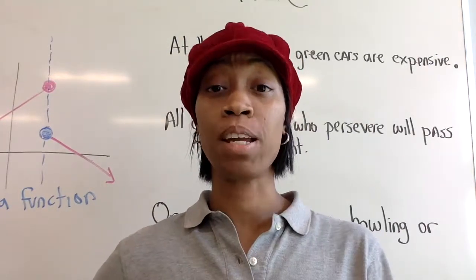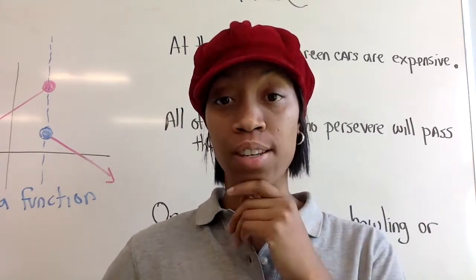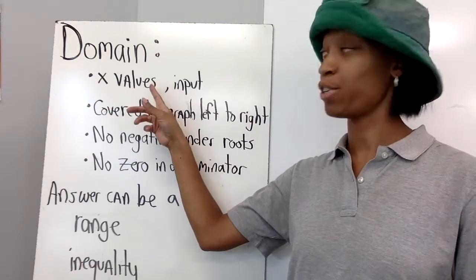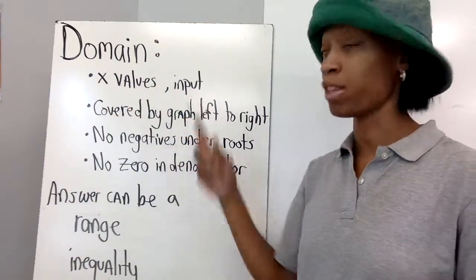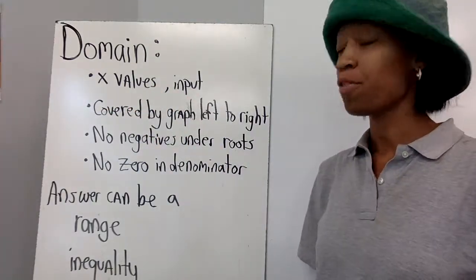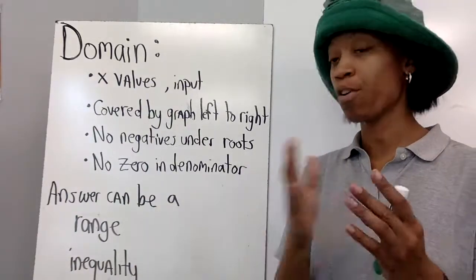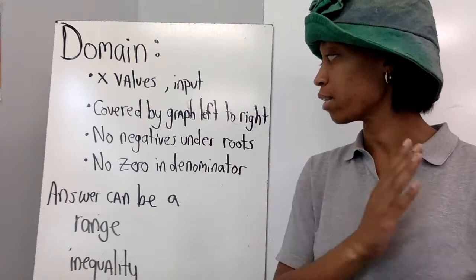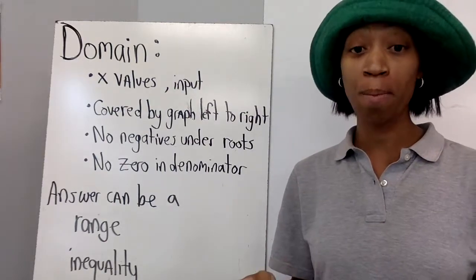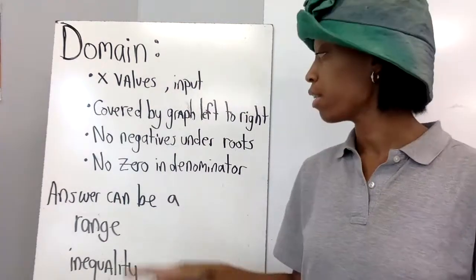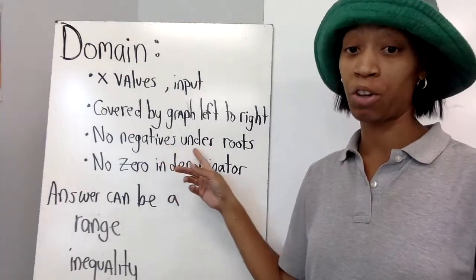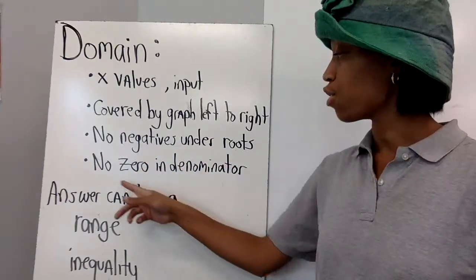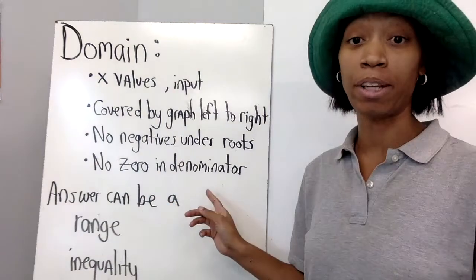Then what is domain? I mean in a mathematical sense. The domain is the set of all x values that work when you input them in the function. If you look at the graph, the domain are the numbers that are covered by the graph looking from left to right. Two things to remember when you're trying to find the domain. No negatives are allowed under the square root. You can't take a square root of a negative. And no 0 in the denominator of any fraction.